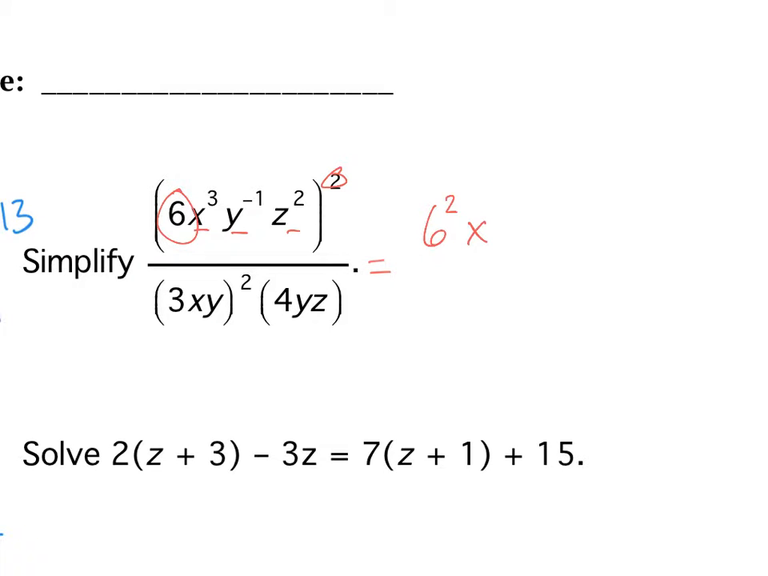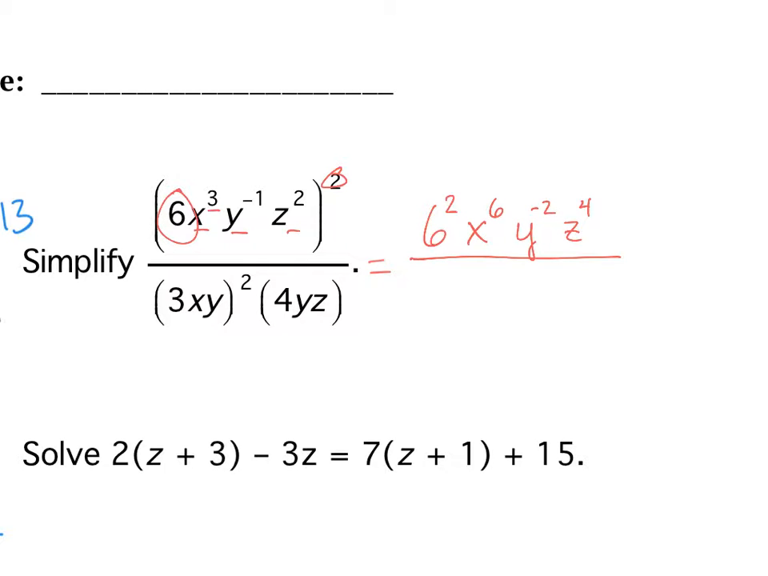And then the x is going to have a new exponent. It's going to be 3 times 2, which is 6. The y had an exponent of negative 1 that we're going to multiply by the 2 to get a negative 2. And the z had an exponent of 2 multiplied by the 2 to get a 4.